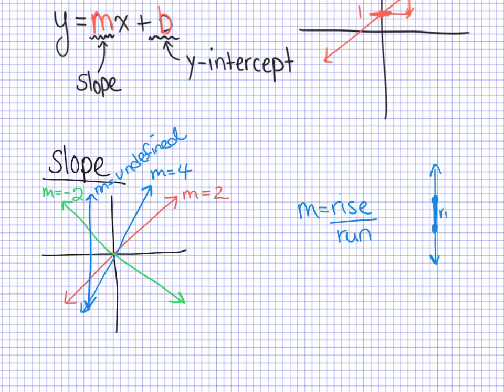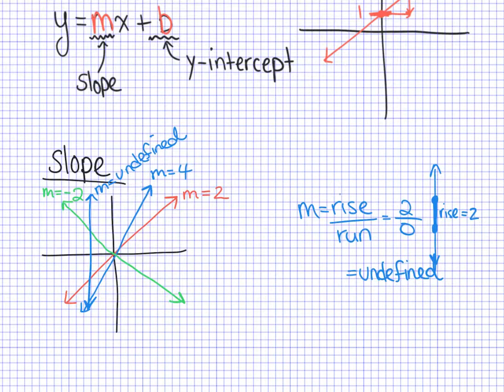So we can have a rise. Our rise could be whatever, say 2. But when you calculate the run, we're not going over any amount. We're just going straight up, so our run would be 0. If we had to find the slope, we'd have 2 divided by 0. Since we can't divide by 0, we say our slope is undefined for a vertical line.